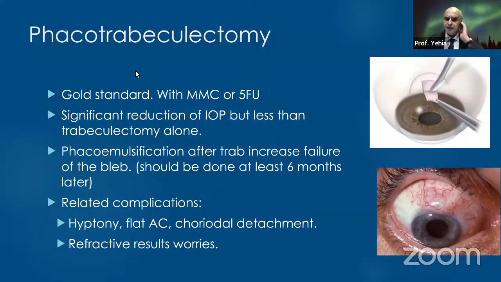Phaco-trabeculectomy, we usually use mitomycin C in the concentration between 0.2 to 0.4%. And the results are good, but there are risks that you can have postoperative hypotony, shallow anterior chamber. You can induce refractive changes through the sutures you take. So it's a very efficient and useful technique that is the gold standard, but yet you have to consider the possible intraoperative and postoperative complications.